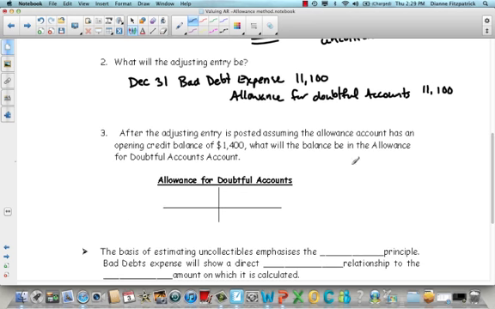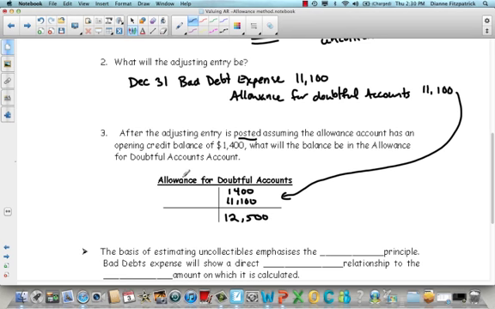Now let's take a look at after the adjusting entry is posted. Remember, after you journalize, you need to post to the ledger account. Assuming the allowance account has an opening credit balance of $1,400. So what we're saying here is there's already $1,400 in the allowance for doubtful accounts. Now we're going to post this, so it's a credit. We're going to credit this account again, 11,100. We're going to have a $12,500 balance in that allowance account.